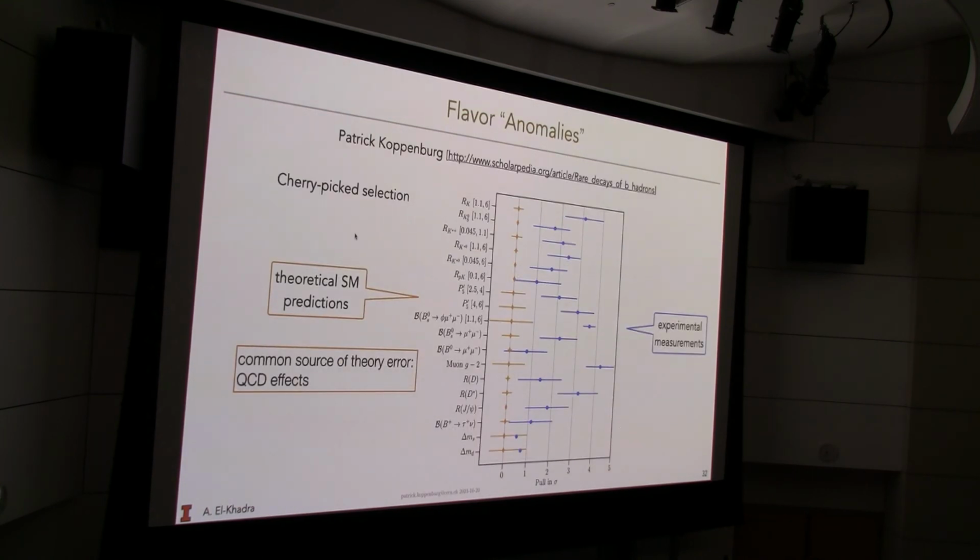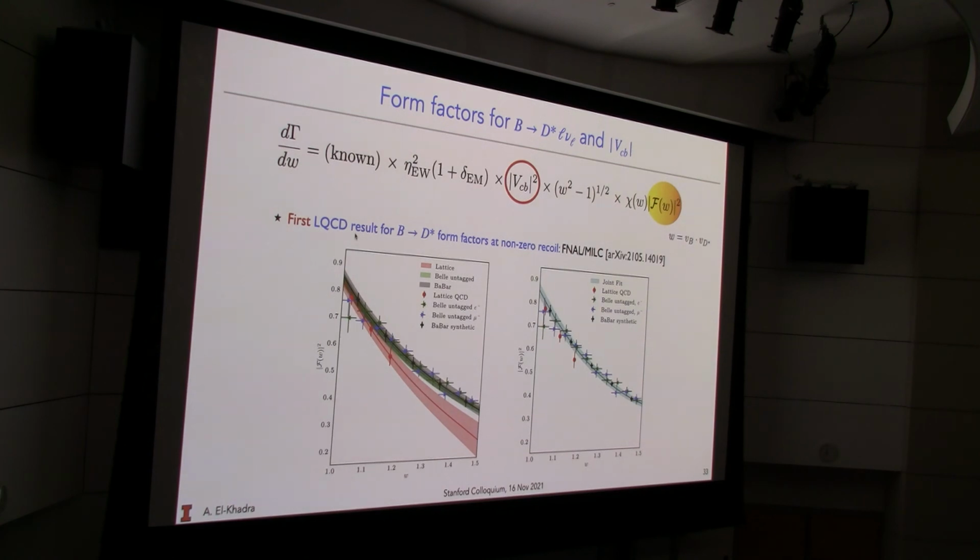Okay, I wanted to show this plot. This is a cherry-picked selection of so-called flavor anomalies, where an anomaly comes from comparison between the standard model and experiment showing some tensions. The largest of the current flavor anomalies is the muon G-2, where you heard a talk on the experimental measurement. In general, as is expected, the common source of theory uncertainty is QCD effects. So that's reducing these here, and ongoing experimental measurements will reduce the blue bars.